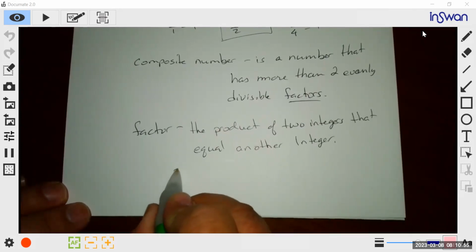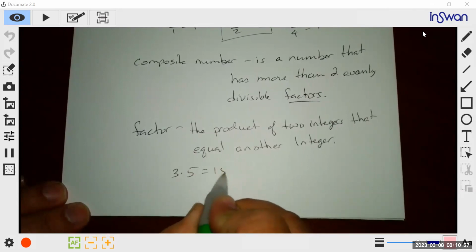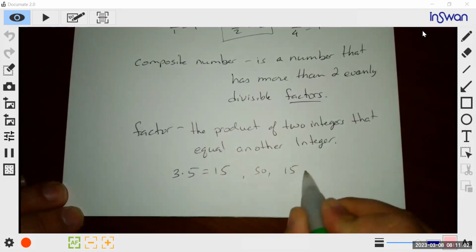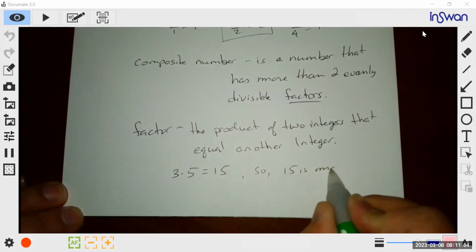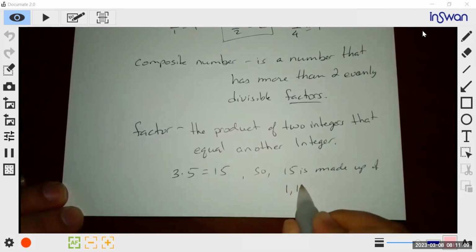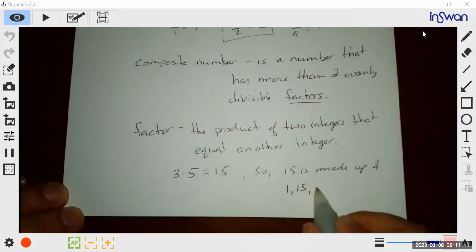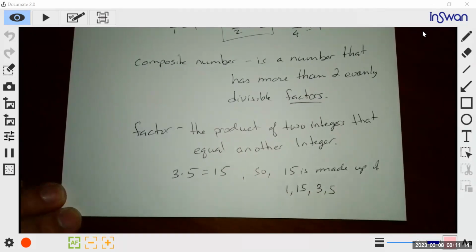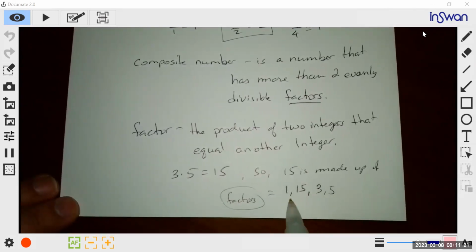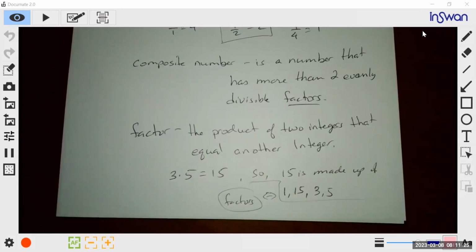So for example, 3 times 5 is 15. So 15 is made up of 1 and 15. That's what they equal. And 3 and 5. These are the factors. So 15 is made up of these numbers. And we call those numbers factors. 1 times 15 is 15. 3 times 5 is 15.